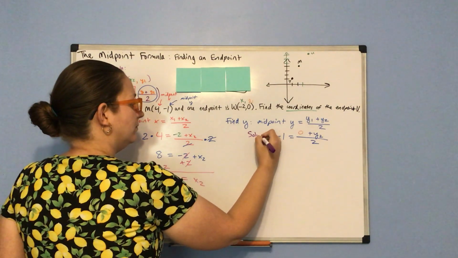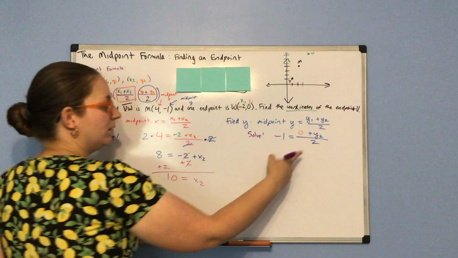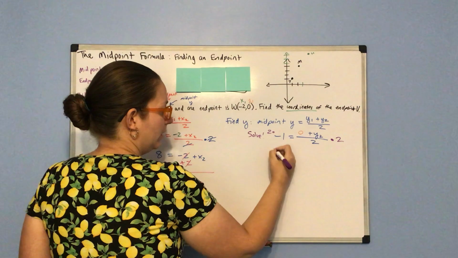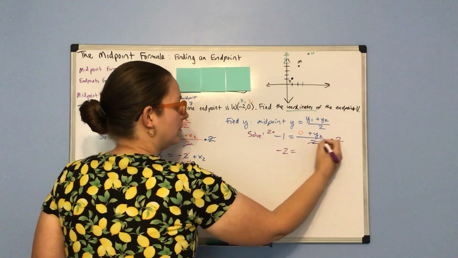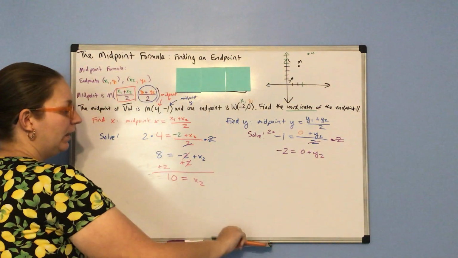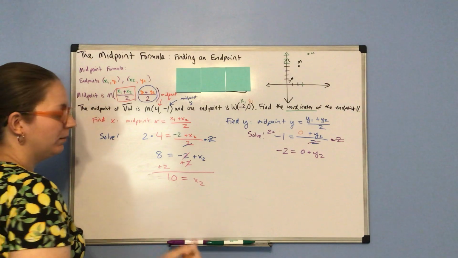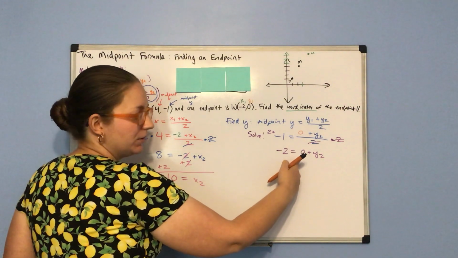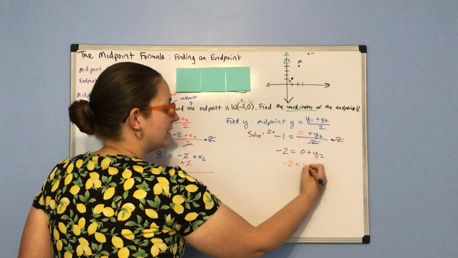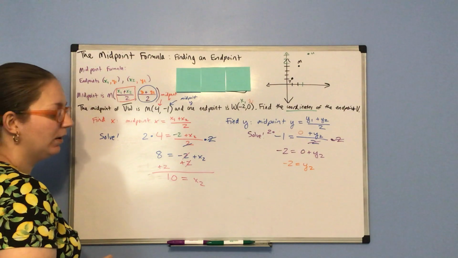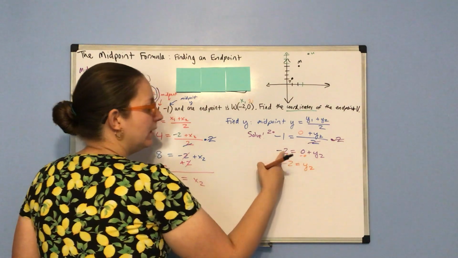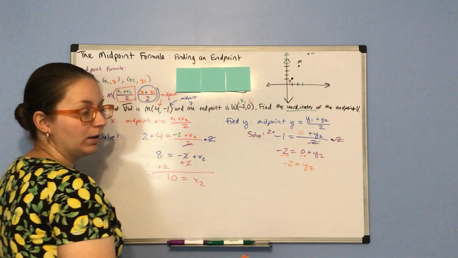Now we solve. So first of all, undo that dividing by 2 by multiplying by 2 on both sides. 2 times -1 is -2. These cancel on the other side. And then you could think about this one of 2 different ways. You could subtract 0 from both sides. That would be fine. Or you can just think 0 plus y2 is the same thing as y2. So I didn't actually have to do any more work there because it was a 0. If you would have subtracted 0, -2 minus 0 is still -2, so it still works.